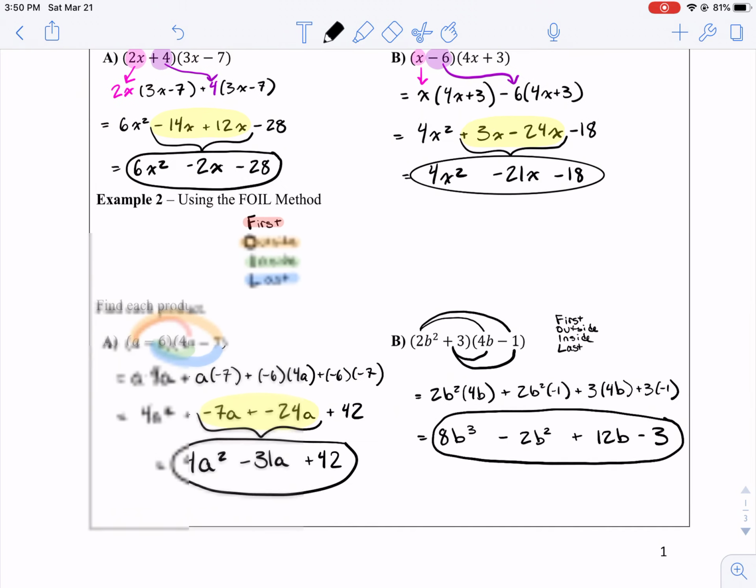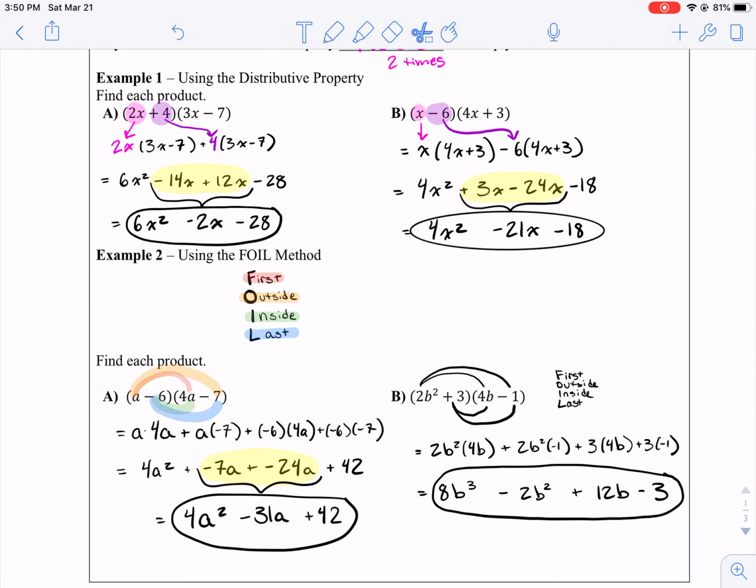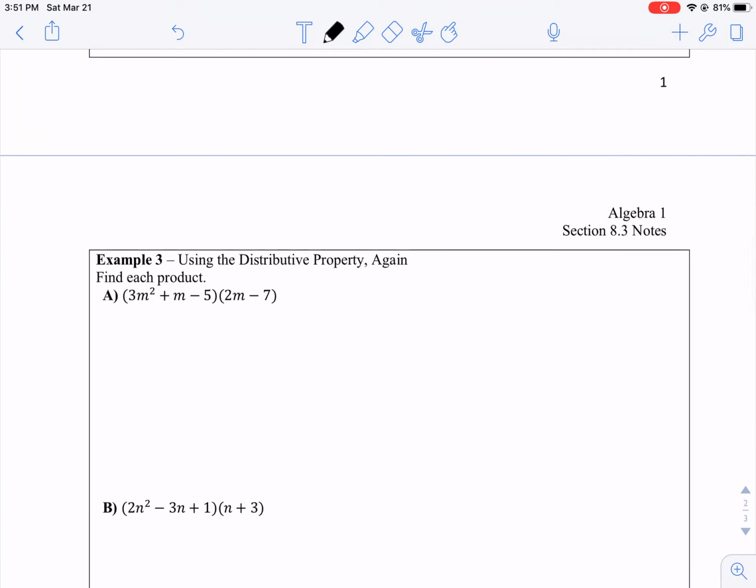So we have seen two ways to multiply products together. We can either use the distributive property or we can use the FOIL method. Now the FOIL method is nice because it has this nice word and you can use colors and you can draw rainbows and that's very exciting. However, the FOIL method only works with two binomials. That is, if you have something that looks like a plus b times c plus d, then it will work. But if you have something longer, then we will go back to the distributive property.